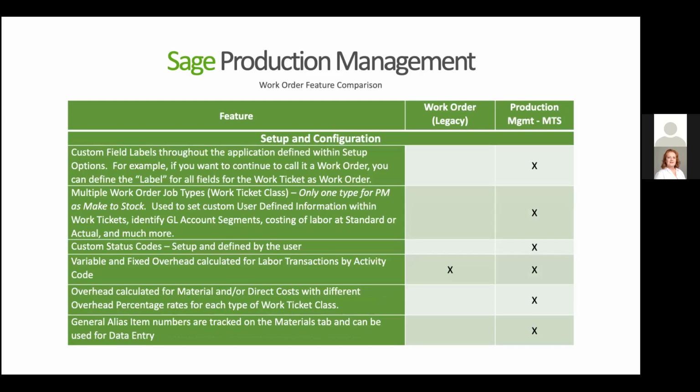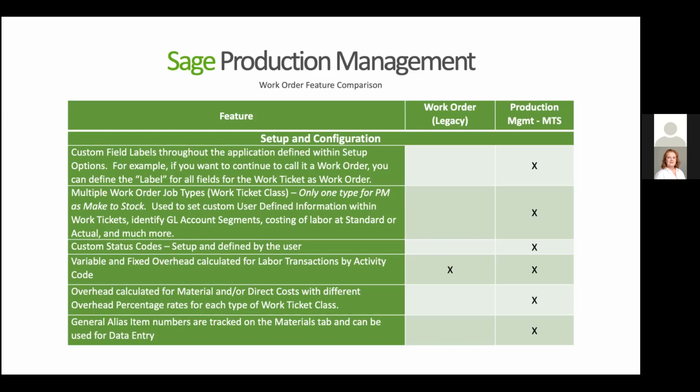So in the setup and configuration, all right, custom field labels throughout the application are defined within the setup options. So if you don't want it called a work ticket, you can call it a work order. You can call it a work order, you can call it a work ticket. So it gives you some additional controls. The work ticket class is another layer of control that we give you for additional analytics and manufacturing efficiencies.